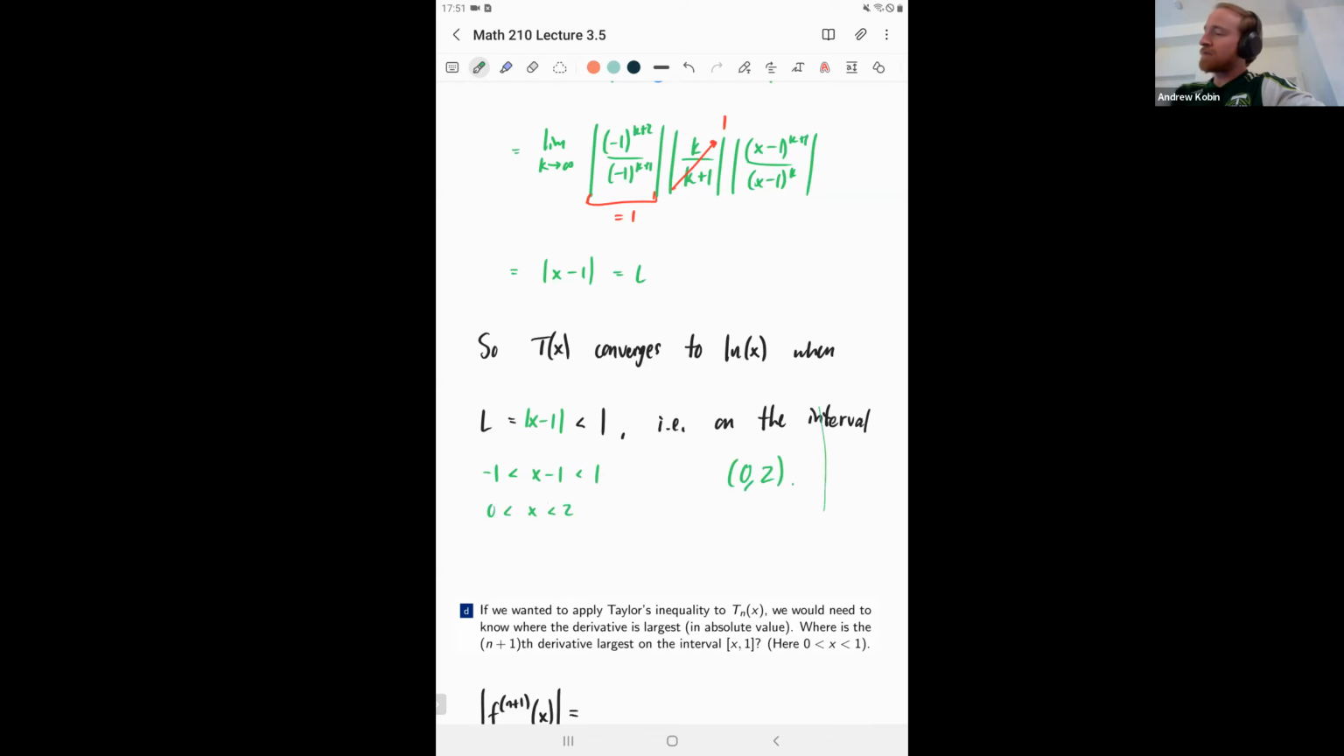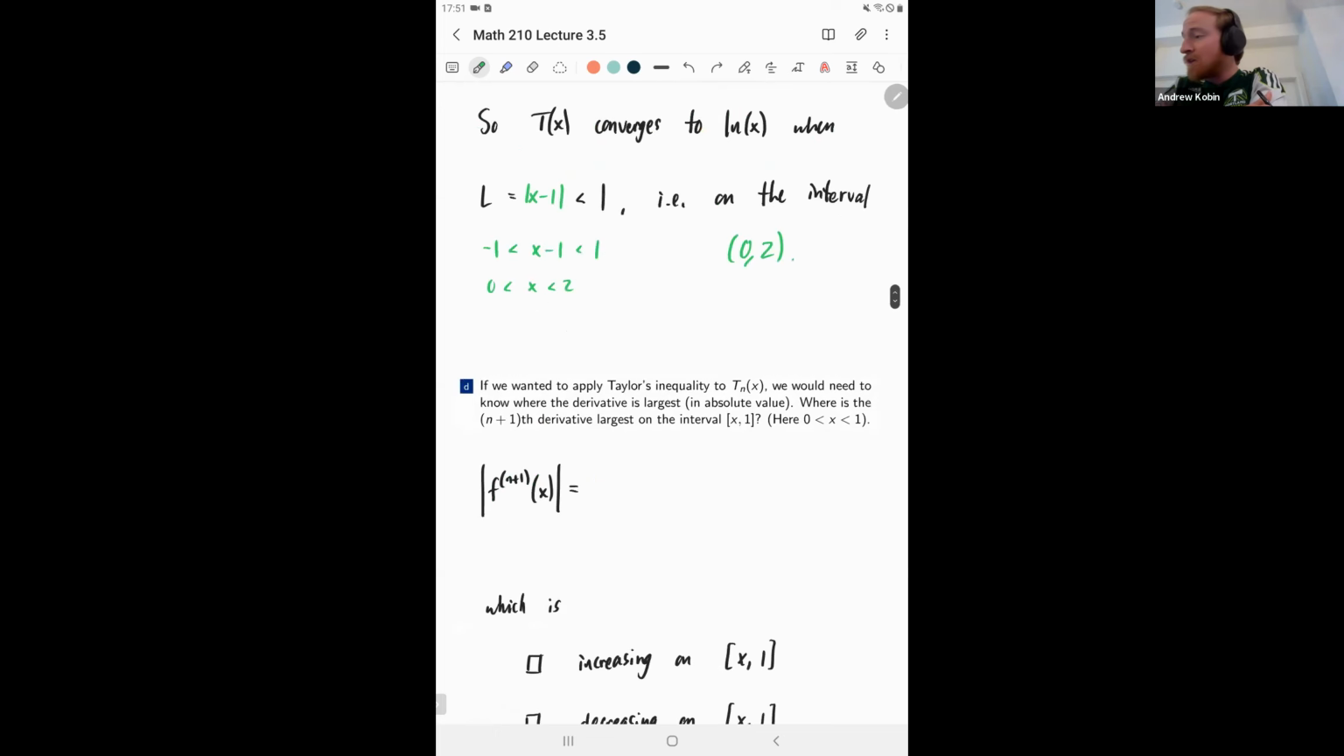There's another way to come about this interval 0 to 2. So we now know 2 things. Using the terminology from the last video, we know that the interval of convergence of the Taylor series for ln of x centered at 1 is the interval 0 to 2. That also tells you that the radius of convergence is 1.